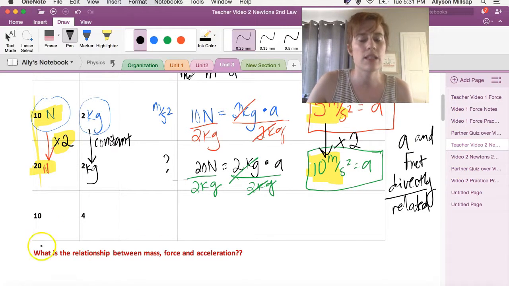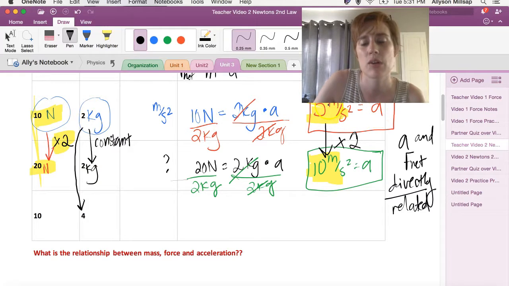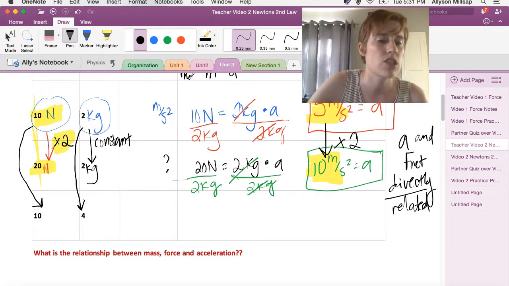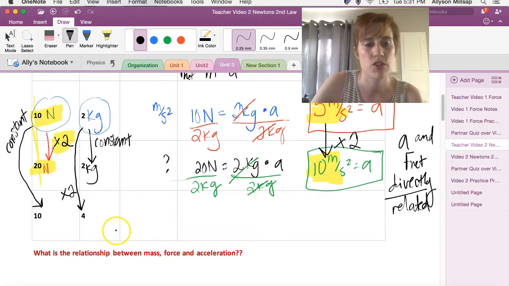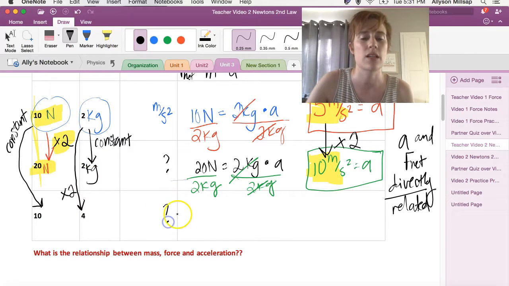Okay, now let's look at what happens when I double my mass. So let's look at our first example. Our first example had an acceleration of 5 when the force was 10. So right here, I'm not changing my force. Okay, my force is constant here. And now my mass is being multiplied by a factor of 2. Okay, my mass is doubling. My mass is increasing. What's going to happen to my acceleration?